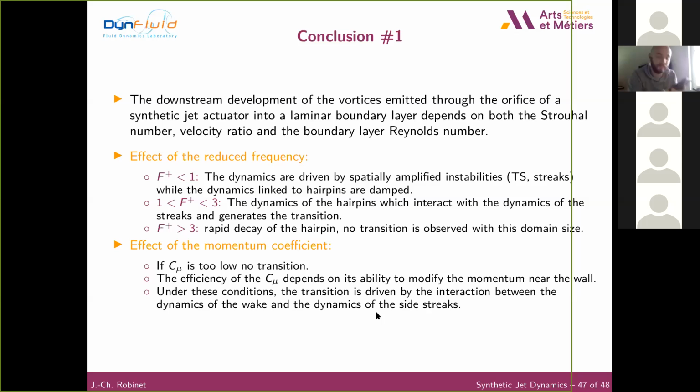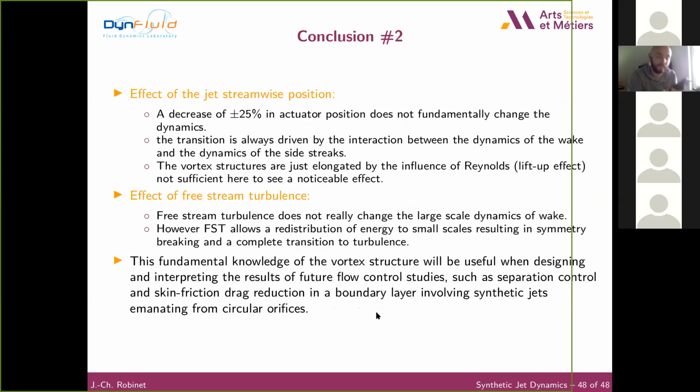The effect of the jet streamwise position: if we decrease the actuator position by 25%, it does not change the dynamics fundamentally. The transition is always driven by the interaction between the dynamics of the wake and the dynamics of the side streaks. The vortex structures are just elongated by the influence of the Reynolds number. It's typically just a lift-off effect, and is not sufficient here to see a noticeable effect.